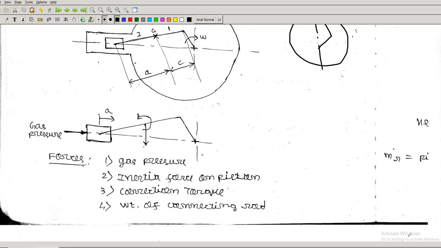Here we'll consider four types of forces: the gas pressure, inertia force on the piston, correction torque, and weight of the connecting rod. For these four types of forces, we'll find out the forces coming on the supports, and we'll superpose to get the total force and total torque. Also we'll find out the torque coming on the crankshaft. So these are the four types of forces.